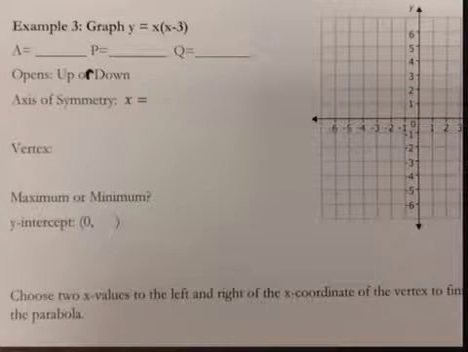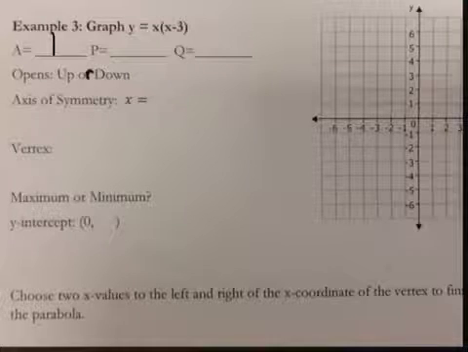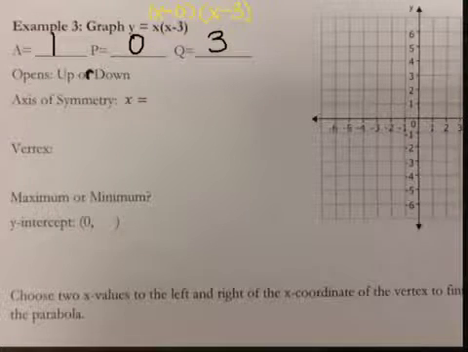Next one I want to show you, this one is a little different. We know A here is 1, that's understood, but this time we don't have those two sets of parentheses, we just have an x, then we have an x minus 3. So in actuality, this is x minus 0 times x minus 3. Okay, so our p value here is going to be 0. Our q value is going to be 3. So we know the graph is going to open up because the a is positive.